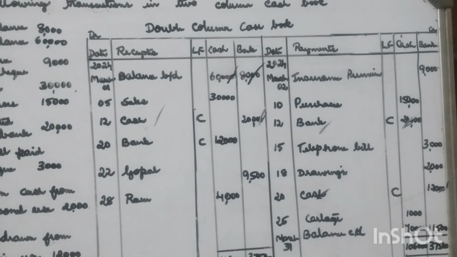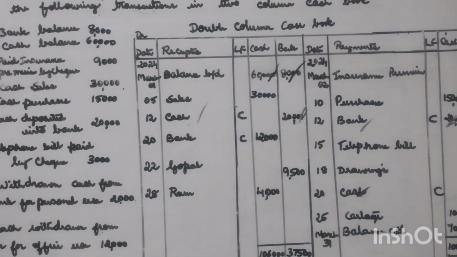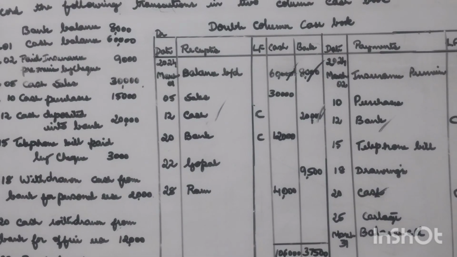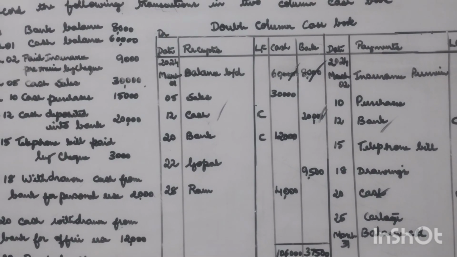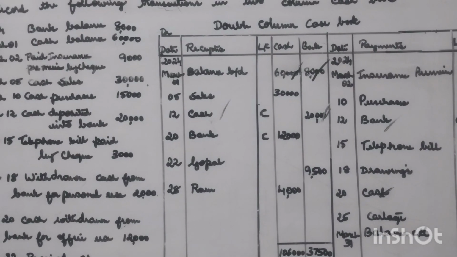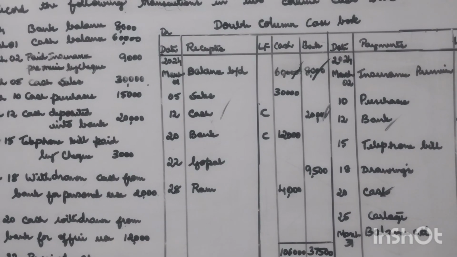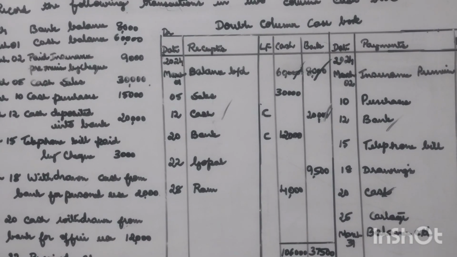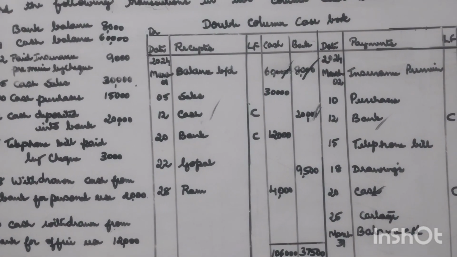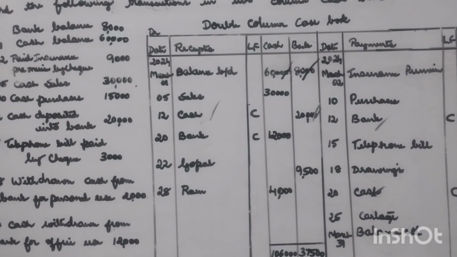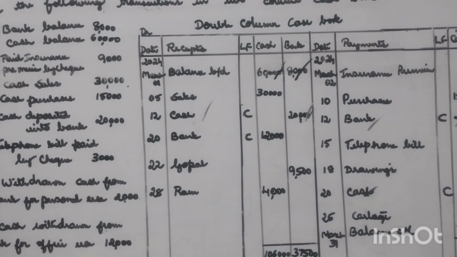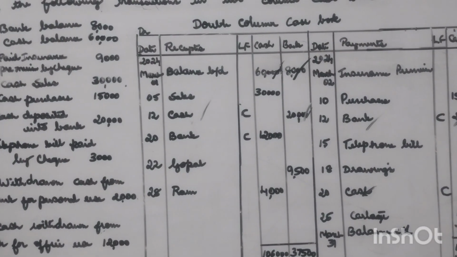March 18, withdrawn cash from bank for personal use. So that is treated as drawings because the amount is withdrawn from the bank for personal purpose, self purpose, so that has to be treated as drawings account. If it is withdrawn for office purpose, then that is a contra entry. So on March 18, cash is withdrawn for personal purpose, record that as drawings account. And cash is withdrawn from the bank, so record under bank column as 2000.